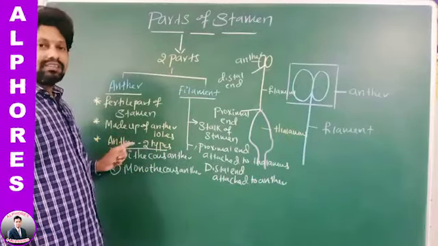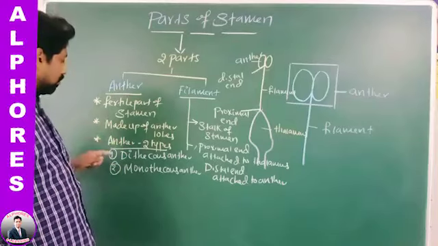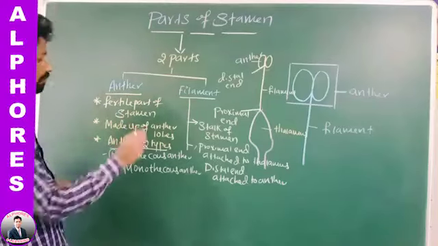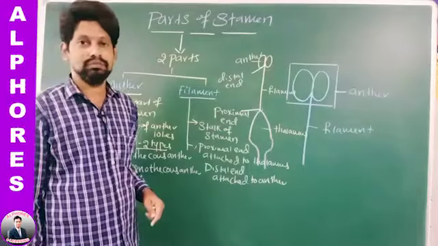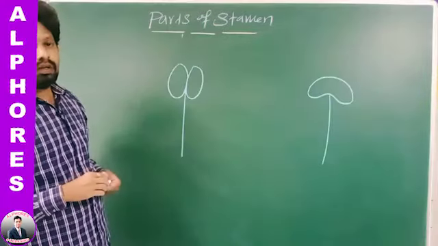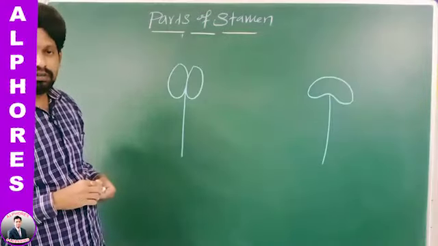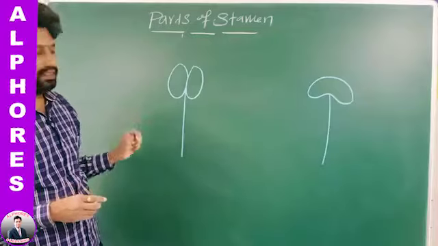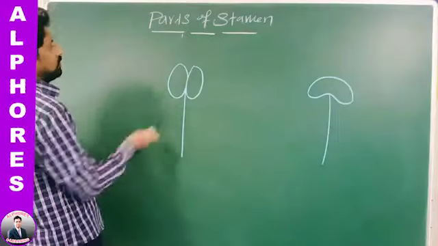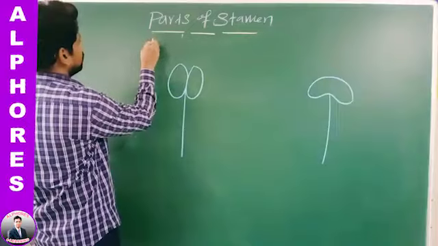Anther is of how many types? 2 types. Dithecous anther and monothecous anther. Now listen here. Anthers are of 2 types: dithecous anthers and monothecous anthers. Now go for the first one, dithecous.